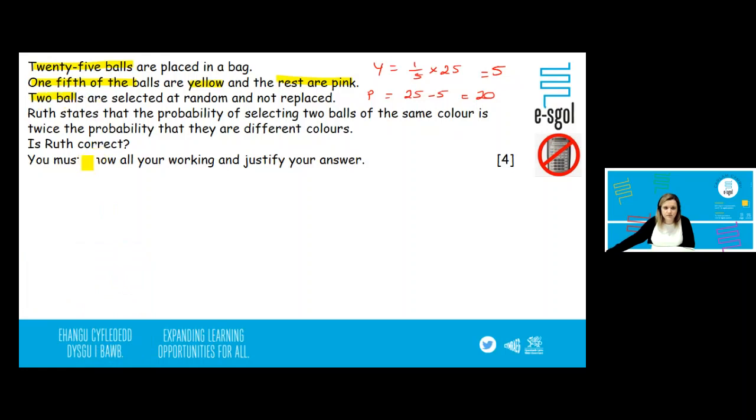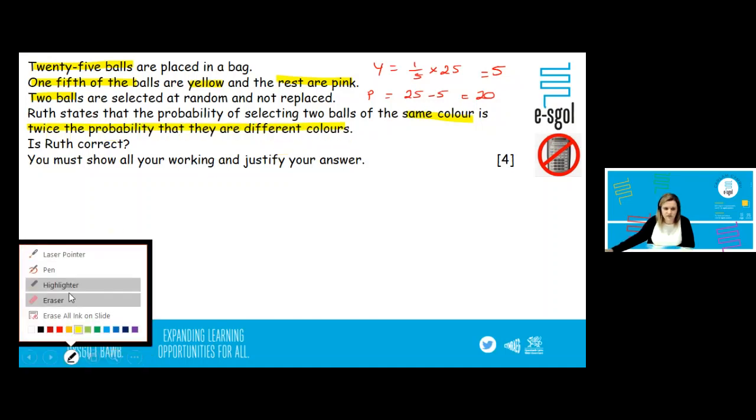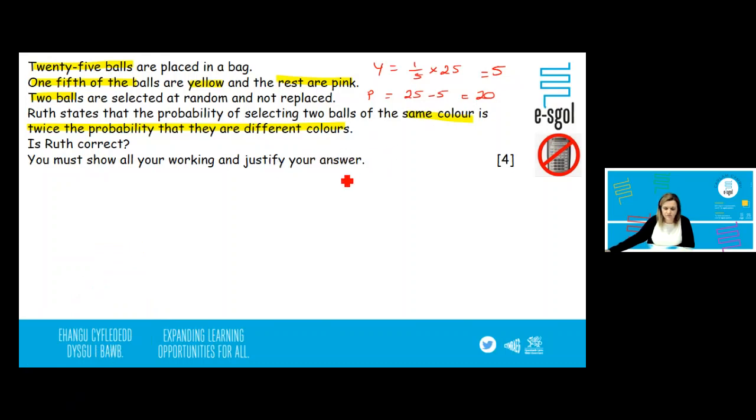So we've got 2 balls are selected and they're not replaced. Ruth states the probability of selecting the 2 balls of the same colour is twice the probability that they are different colours. Okay, so same colour, twice that they are different. Is she correct? And you must show your workings. So we are going to have to work through the 2 separate options to compare our answers. So one option is that they're both the same colour, so that would be pink and pink or yellow and yellow.